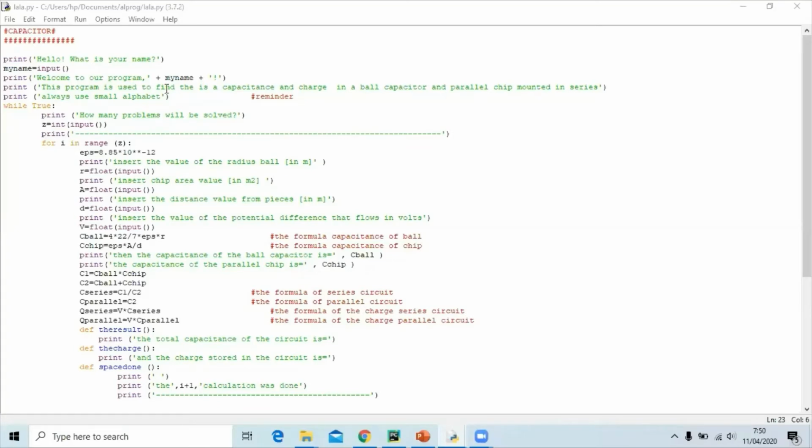This is my program. First I write print hello, what is your name? You can put your name on the output. After that, the second I write welcome to our program, and your name, and then I print: this program is used to find the capacitance and charge in ball capacitor and parallel chip mounted in series. Always use the small alphabet for reminder.